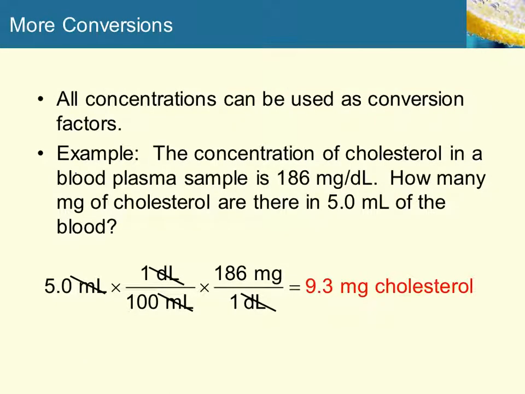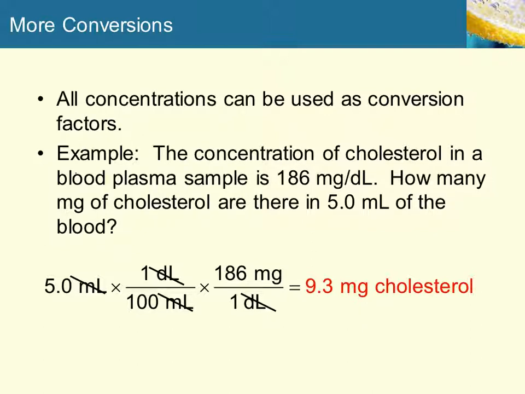In this example, they're showing you that all concentrations can be used as conversion factors. For example, the concentration of cholesterol in a blood plasma sample is 186 milligrams per deciliter. How many milligrams of cholesterol are there in 5 milliliters?